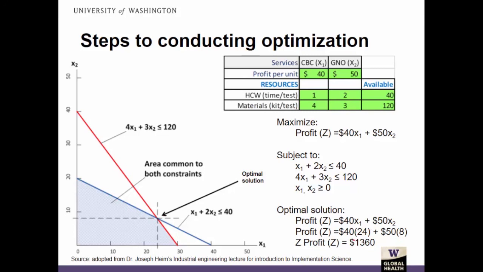So that's 24 complete blood counts and 8 of the genomic tests. And these together yield a profit of $1,360, and that's our maximum profit.